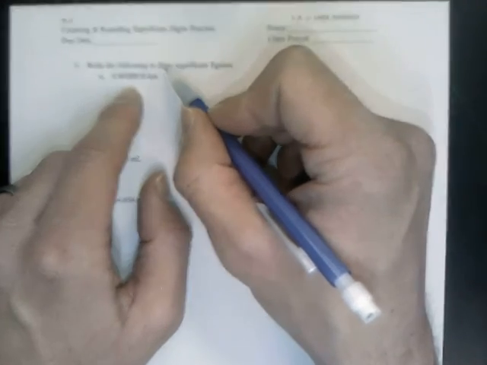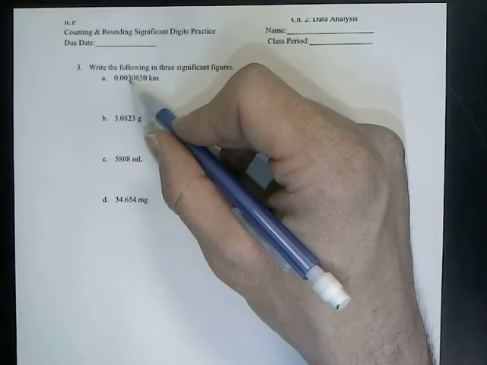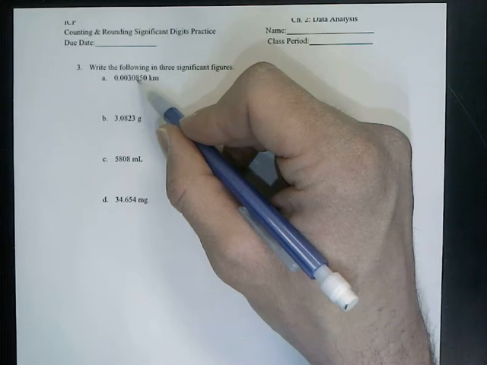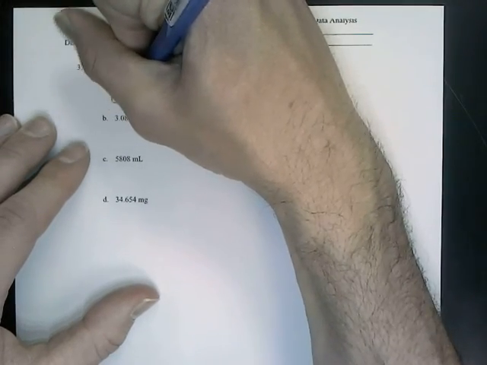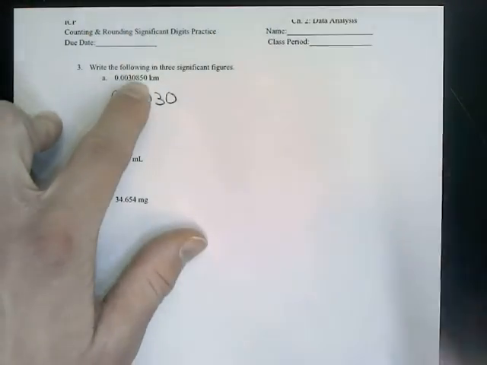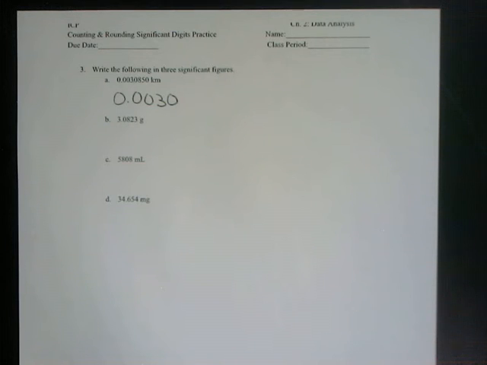We want to round to 3 significant digits. So we would round 1, 2, 3. So let me write this down here. This would be 0.0030. And now we need to talk about, okay, do we round that 8 or not?